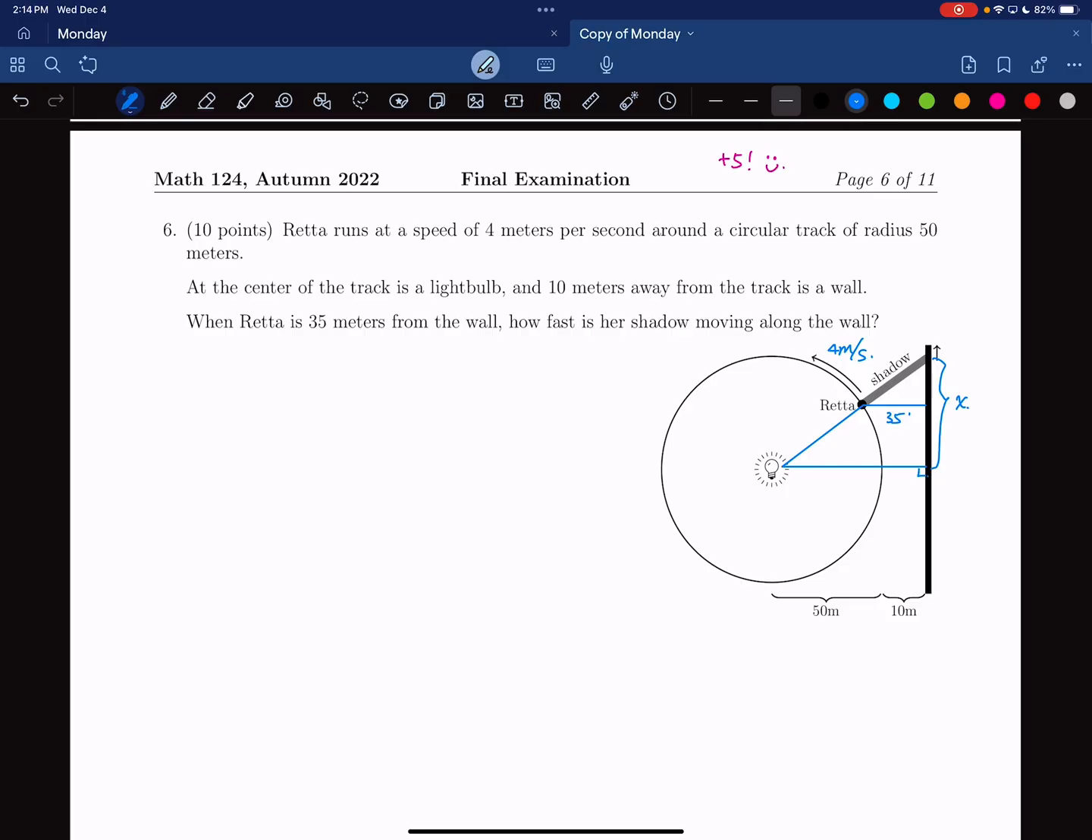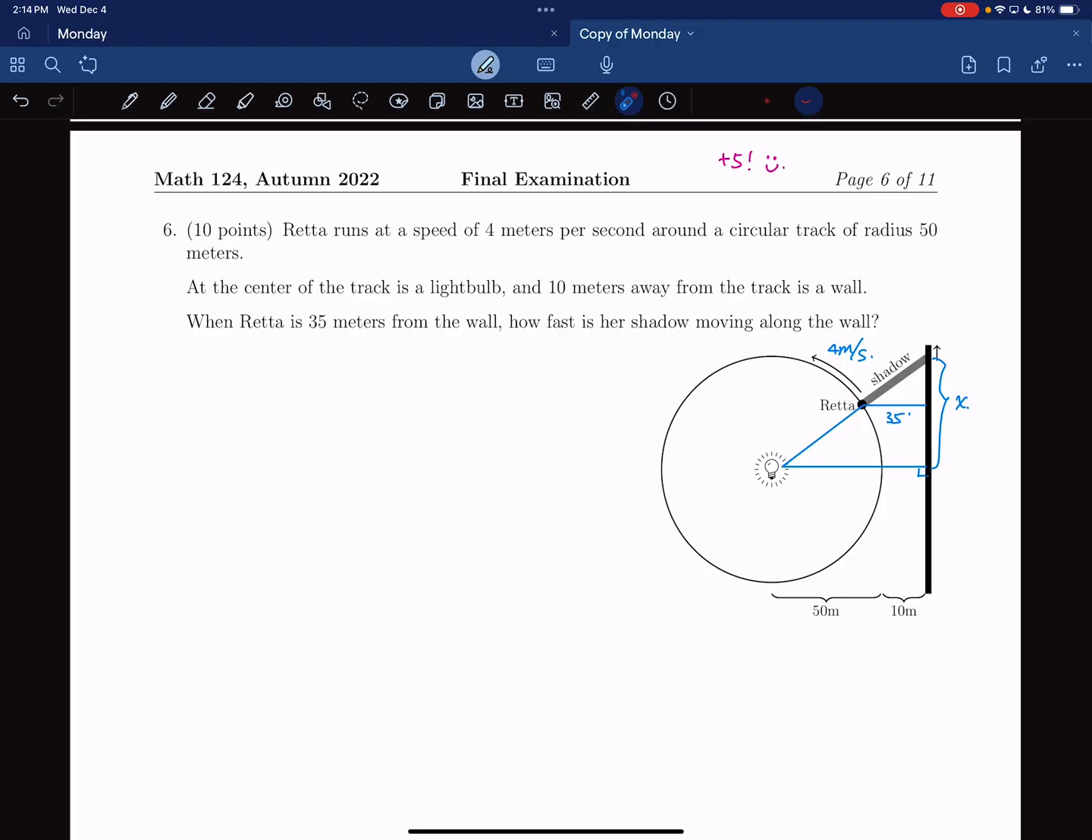Does that make sense? Because if the person is here now, the location of the shadow is here, that means x is going to increase, right? So as long as I figure out how fast x is changing with respect to time, I'm going to figure out how fast the shadow is moving along the wall. So x is one of the variables I should assign. Does that make sense to everyone? Okay, very good. Now, for related rates, there are usually two rates.